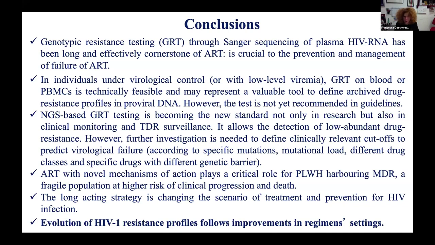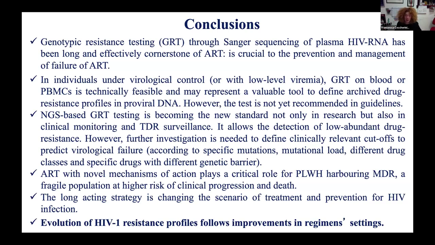Imagine now that for SARS-CoV-2, NGS allows surveillance. So NGS really takes over now, and many laboratories are using NGS, at least in Italy, and I think also in the US. And next generation sequencing allows the detection of low abundant drug resistance. However, we still need to define which are the clinically relevant cutoffs of minority variants to predict virological failure. It depends on the specific mutation, very important is the mutational load, whether the viral load is high or low, and the specific drugs according to their different genetic barrier.